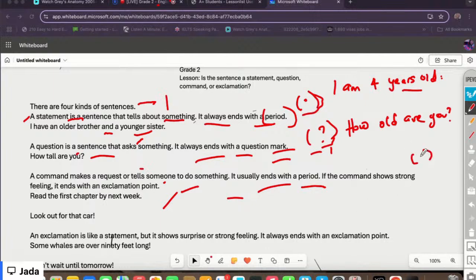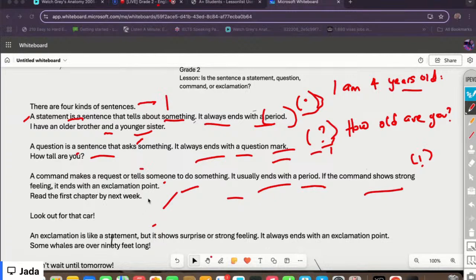This is the exclamation mark. So a command ends with an exclamation mark when it shows strong feeling. So what do we mean by strong feeling? It could be that the person who is giving the command is raising their voice. So when they're shouting, it could be a strong feeling. Or when they're angry, it could also be a strong feeling.